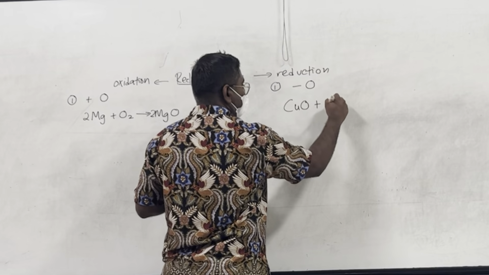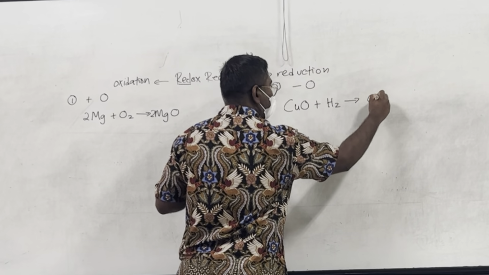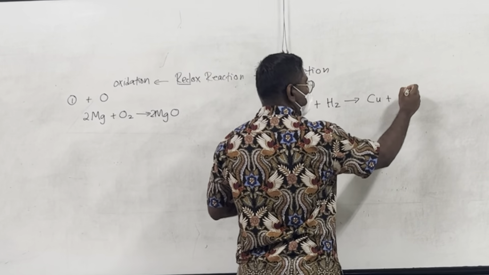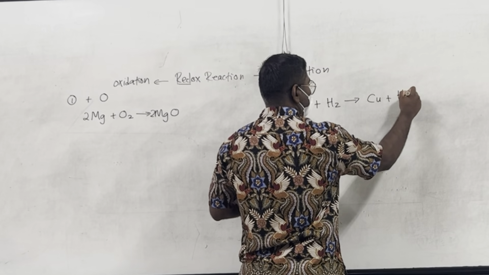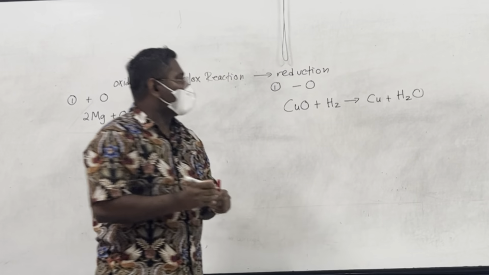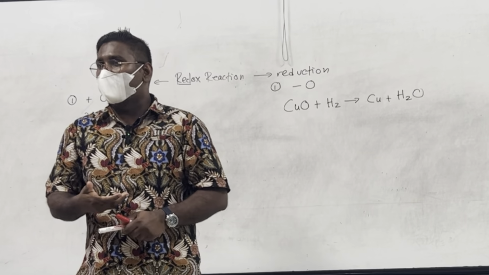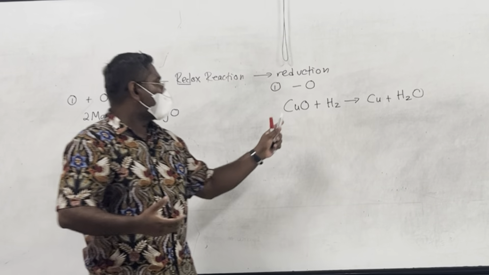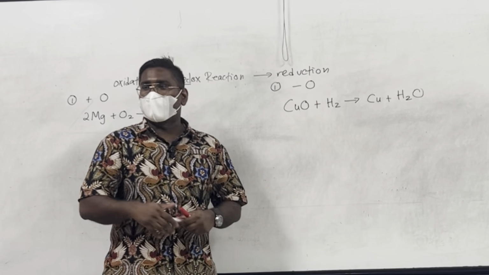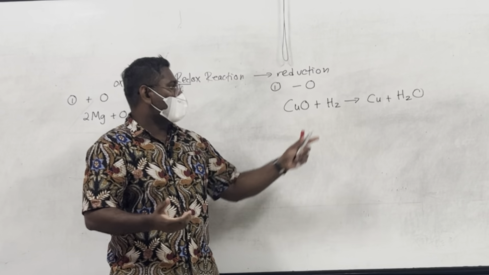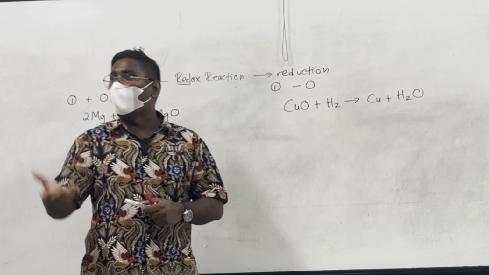Okay, let's look at reduction. Copper oxide reacting with hydrogen, they are going to give you copper and water. This is one example, and this example is found in your textbook, where you have copper oxide, you react with hydrogen, and you will have copper and water.